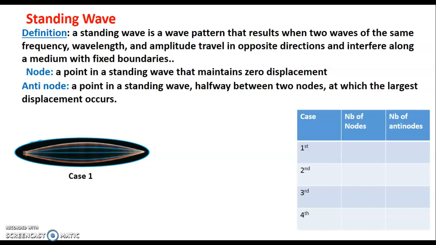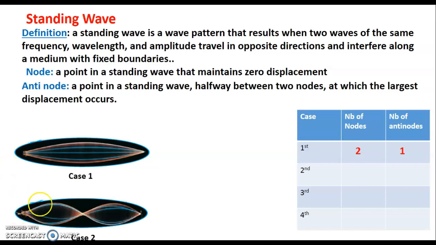Case 1. This is one case. A string is being vibrated by a vibratory source, producing a periodic wave along it, and only one loop is formed. The loop is showing the crest of the incident wave and the trough of the reflected wave. The number of nodes is two. The nodes are those that maintain zero displacement, which are this boundary and the other one here. And the number of antinodes, by definition, is halfway between the nodes. So here it's 1.